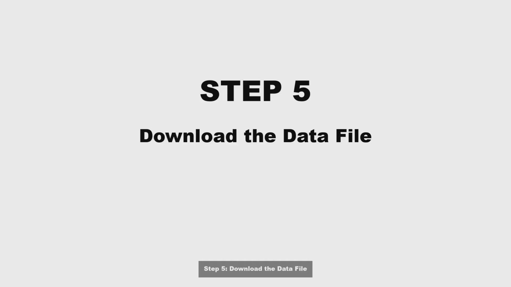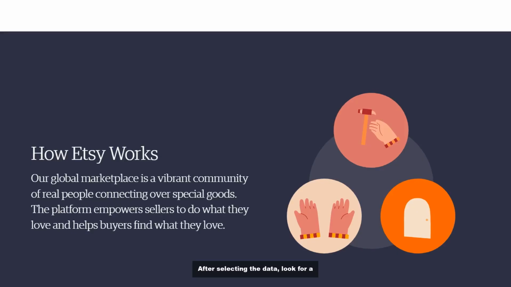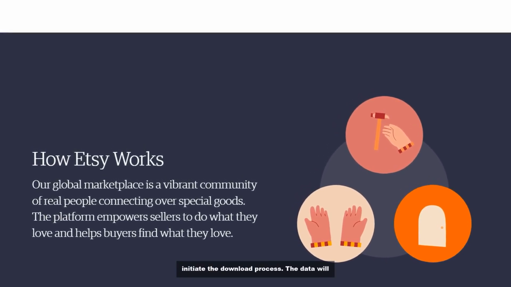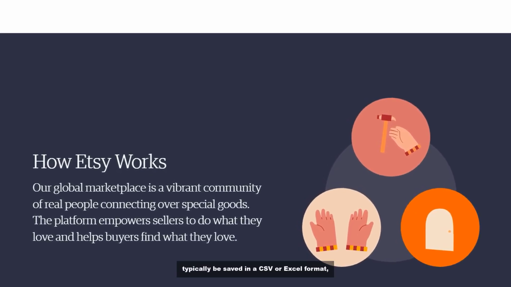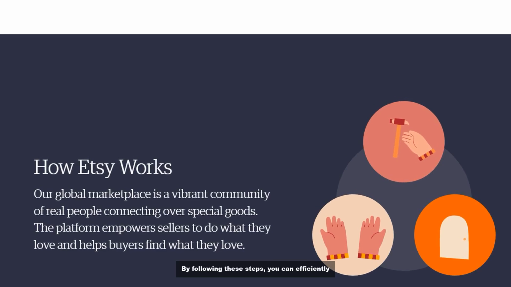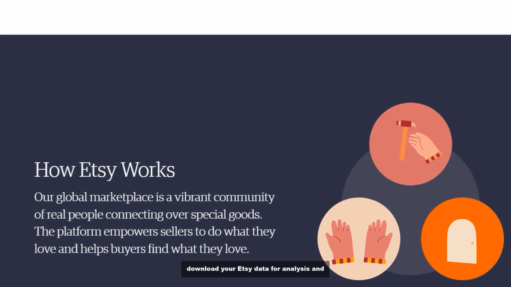Step 5. Download the data file. After selecting the data, look for a download button or link. Click it to initiate the download process. The data will typically be saved in a CSV or Excel format, which you can open with spreadsheet software. By following these steps, you can efficiently download your Etsy data for analysis and record keeping.